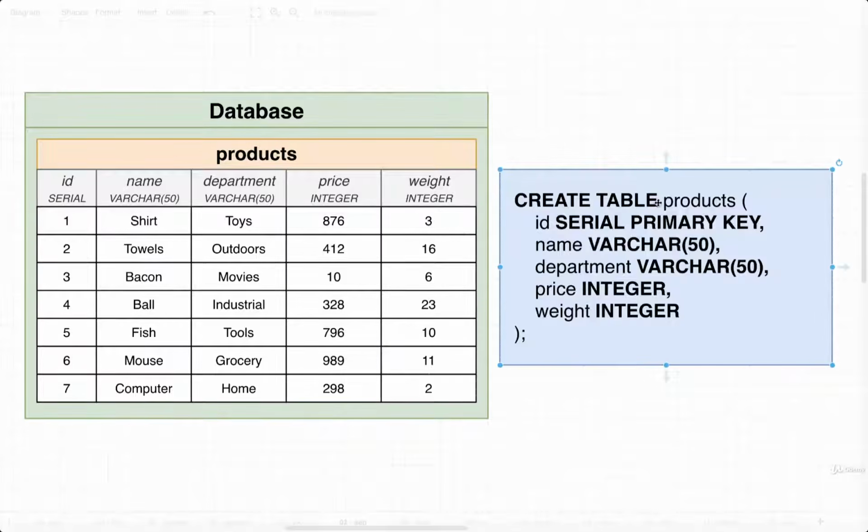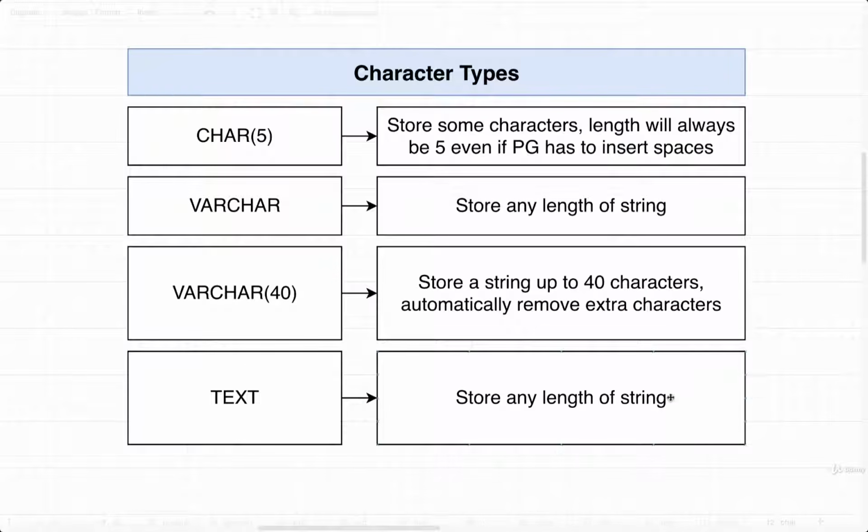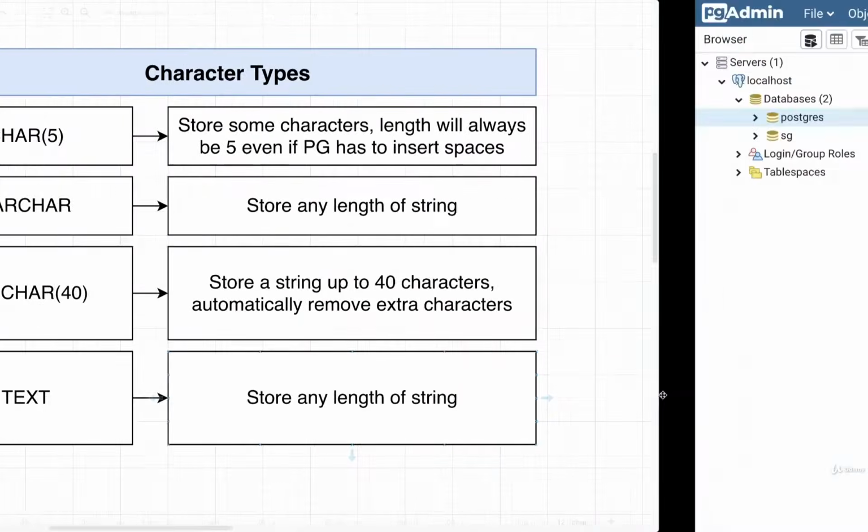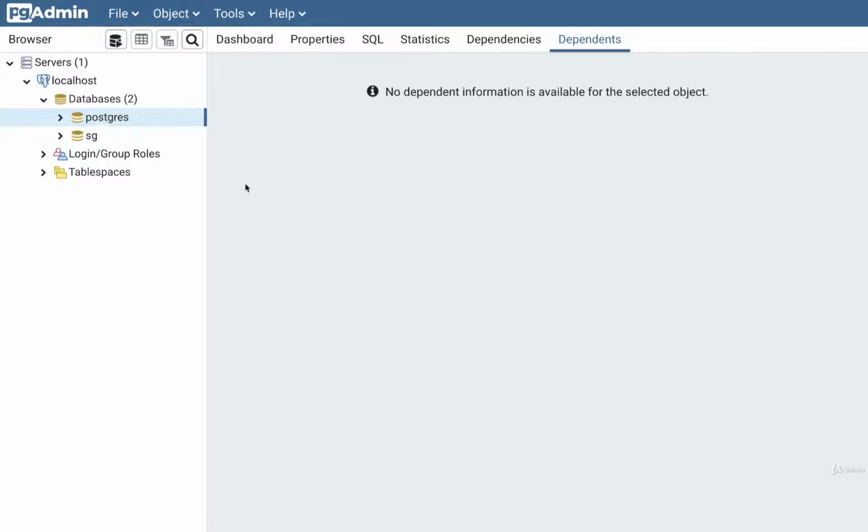So for example, if we're creating a table for products, we might have a name column and a department column, and we might annotate those two column types as varchar and varchar, which means we want to store a string inside them.